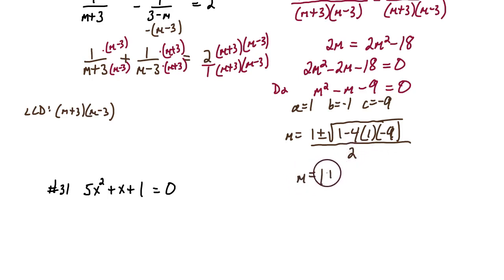So we have 1 plus or minus. Inside the square root symbol, it turns out to be 37. And that's all over a 2. So here are our answers for m.